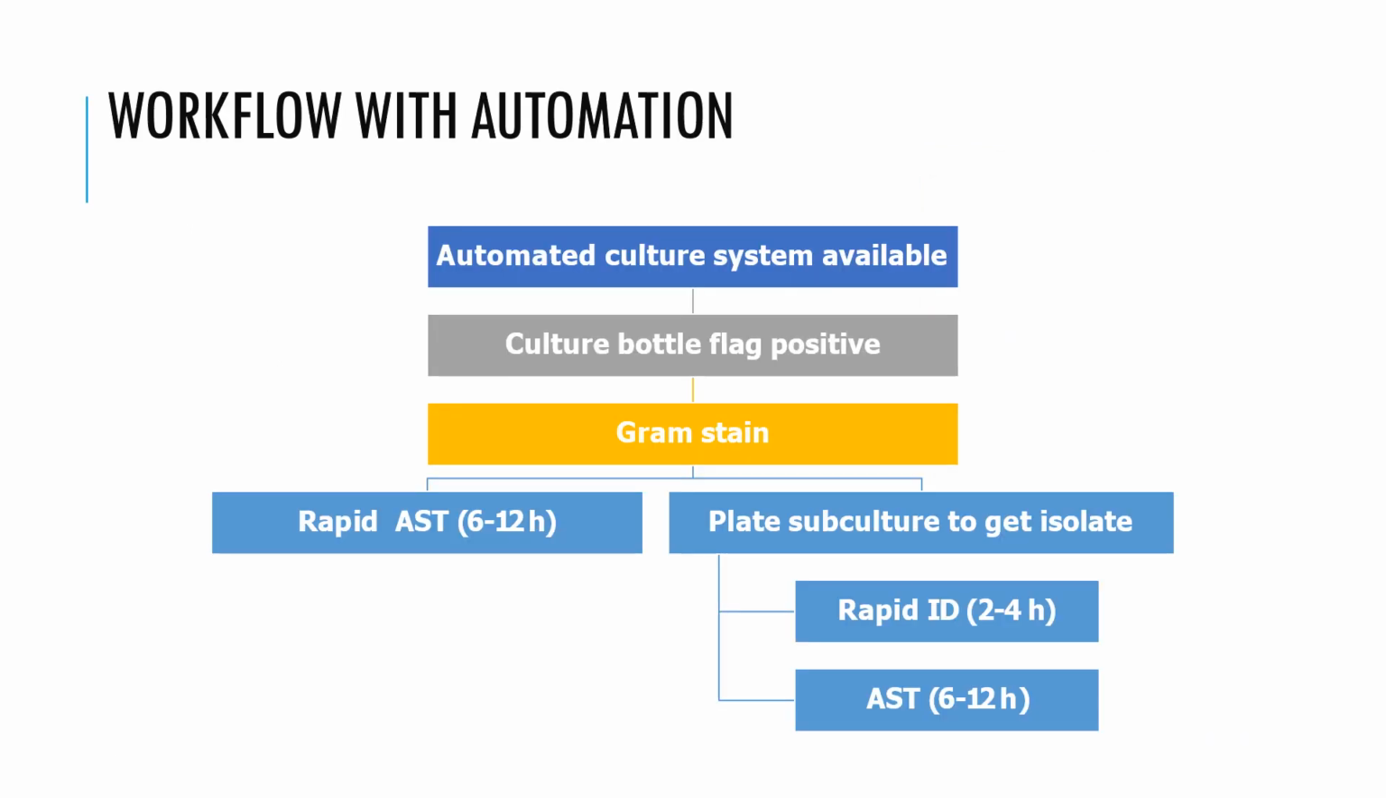Now, what is the workflow in automated culture systems? Culture bottles flag positive, and then the flagged positive bottles are used for Gram stain. Either identification and sensitivity is done on a rapid method, which takes about 12 hours for the results, or subcultures are done and then identification and sensitivity performed, which will take 4 plus 12 hours.